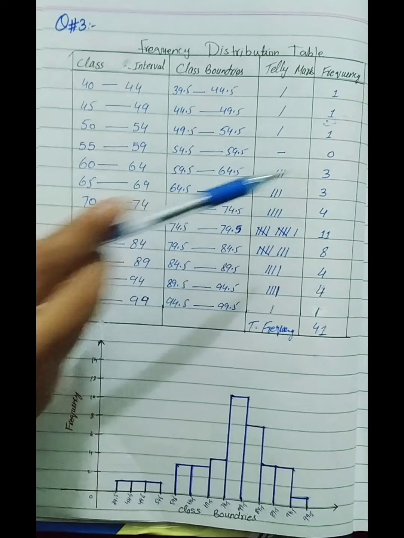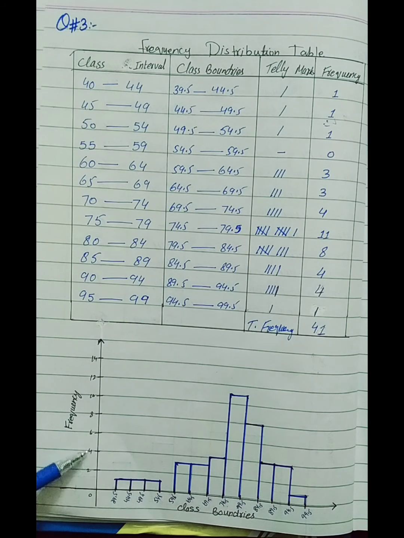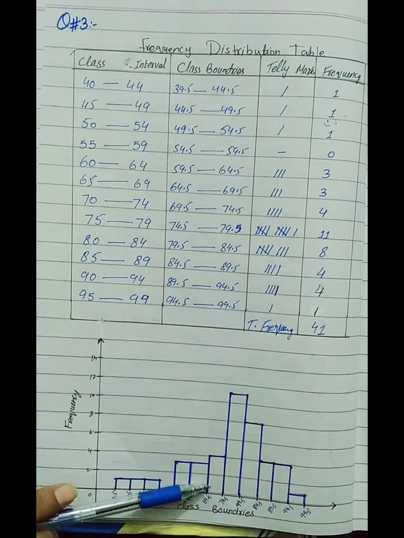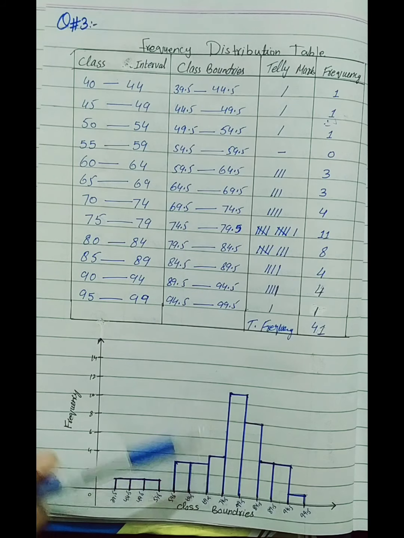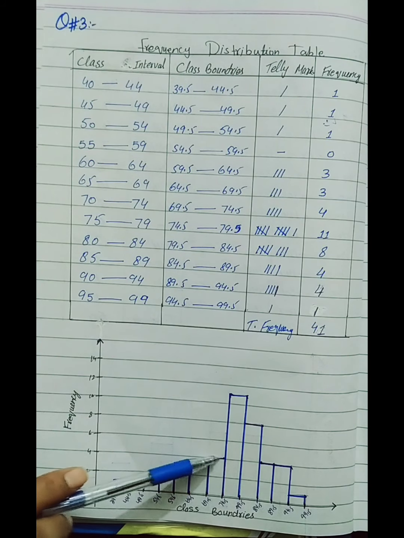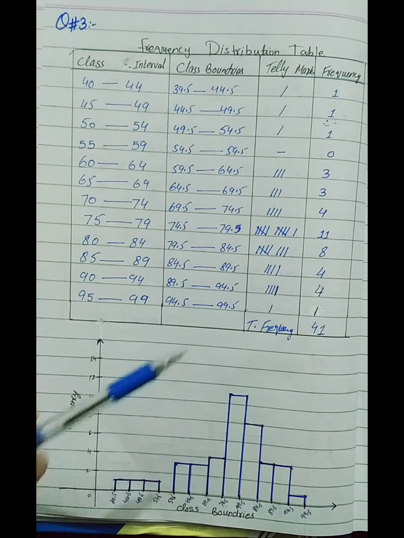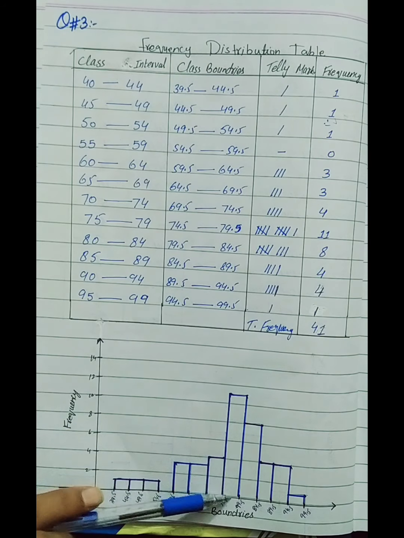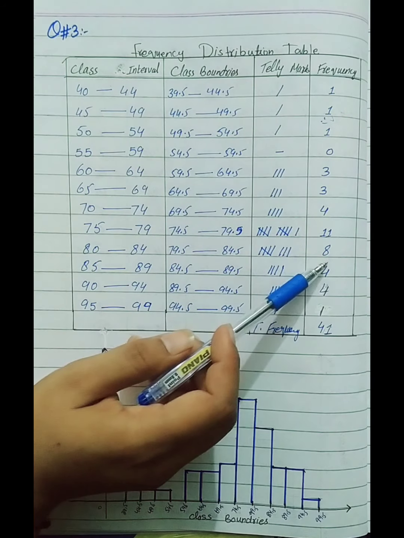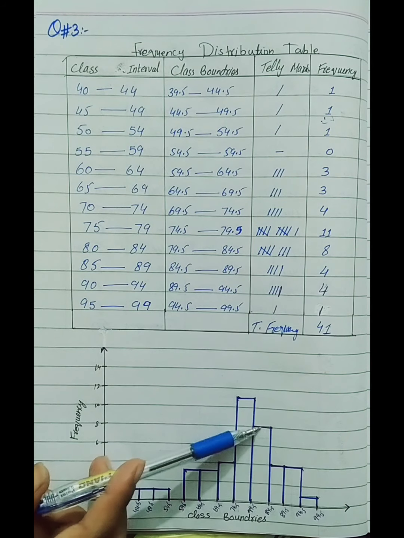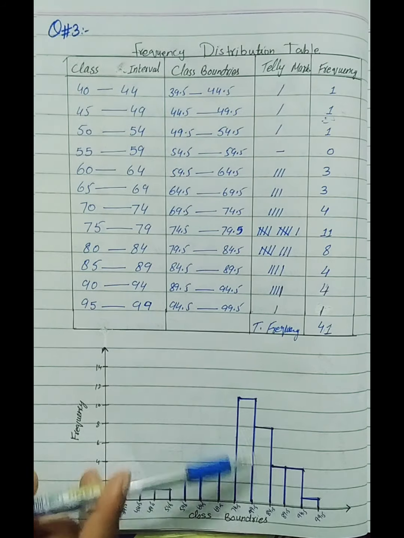The next is 3, so we mark 3 which is in between 2 and 4. And the next is also 3 which is in between 2 and 4. Then we draw a bar. The next is 4, so we mark 4 and then draw a bar. The next is 11, we mark 11 and then draw a bar. The next frequency we have 8, so we mark 8 and then draw a bar.